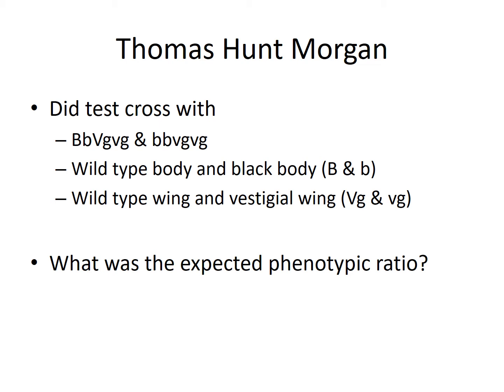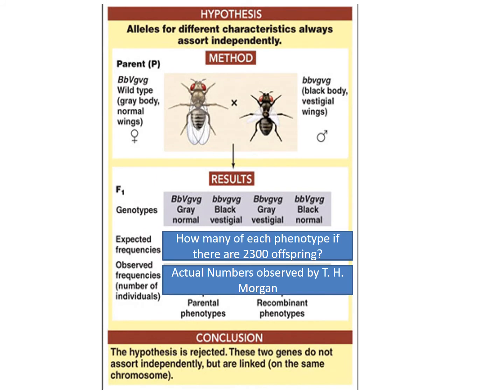He looked at a fly that was heterozygous for a wild type body and heterozygous for wild type wings, and the recessives of each of those are a black body and a vestigial wing. And when he did this cross, with a fly he probably didn't know was heterozygous at the time until he did the test cross, he should have expected to see a 1-1-1-1 ratio. He should have seen even phenotypes for all of them. So there's our wild type, there's our black body vestigial.